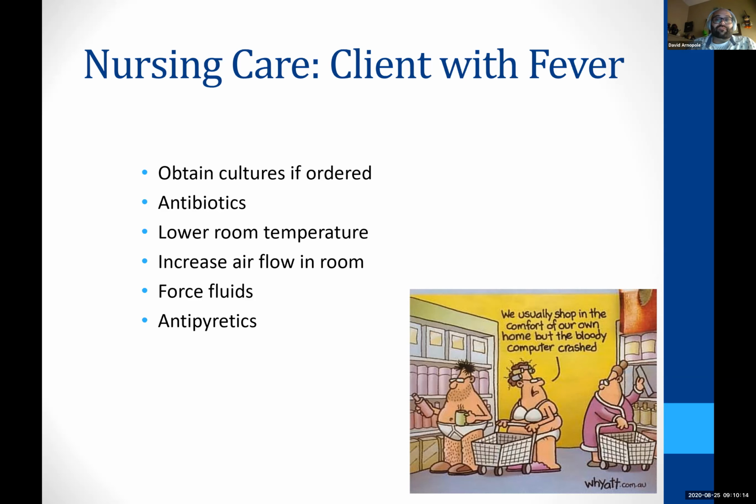You know, if we start having a fever, we're going to need cultures. We have to figure out what's causing this fever so we can treat it appropriately. We're going to need antibiotics. Best way to do that is to have those cultures. We need to lower the room temperature to help their core body stay lower instead of raising. And we want to help with airflow, get them fluids, and we can give medications like antipyretics, NSAIDs, and we can give steroids to help decrease inflammation related to that fever.